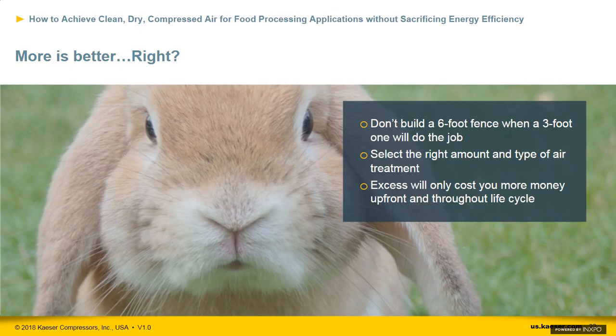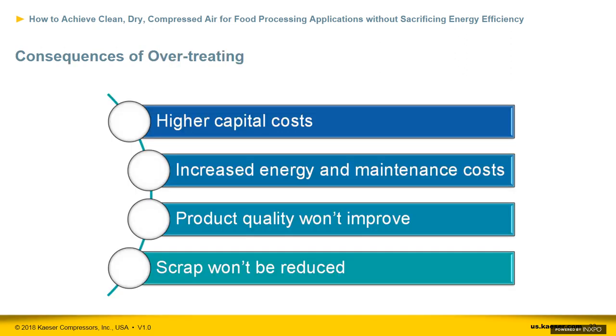Our next misconception is more is better, meaning more or a higher level of protection. Think of it this way. If your garden has a rabbit problem, you'll build a fence. Will you spend the extra in time, material, and labor to build a 6-foot fence, or will you go with a 3-foot fence, which is appropriate for the job at hand? It's pretty much the same with your system. Choose the right components for your process.